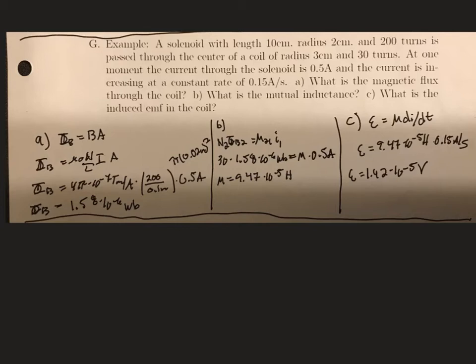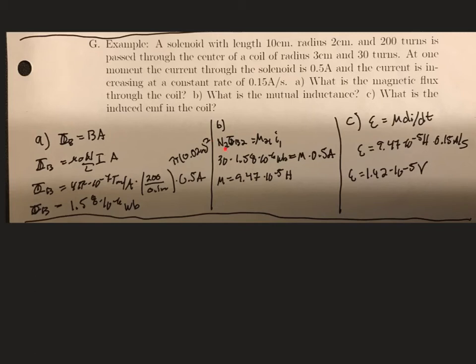We then want to know what the mutual inductance is. And we have two equations with mutual inductance. One of them doesn't work because we don't know what the induced EMF is. However, we do have this other equation that I use as part of the definition of mutual inductance. And so we know the number of turns through the coil, and then we have the magnetic flux we found in part A.